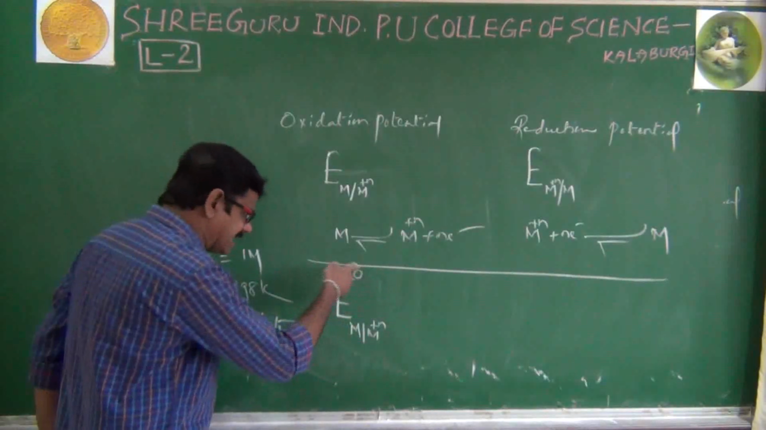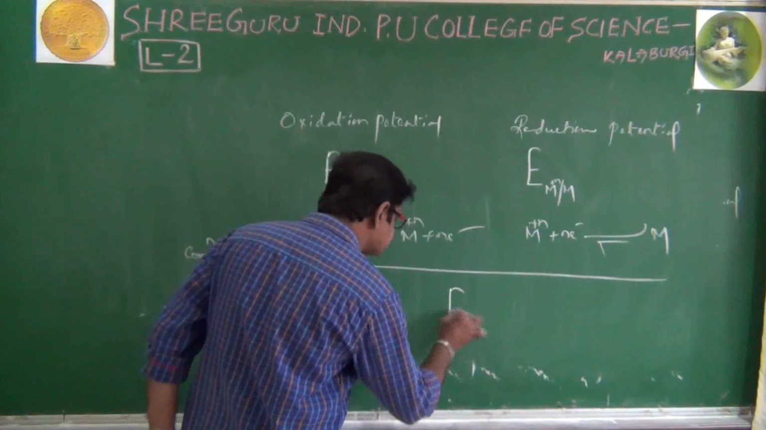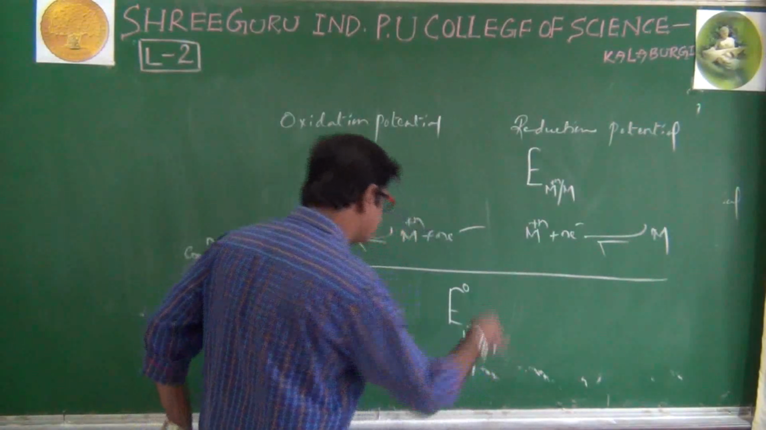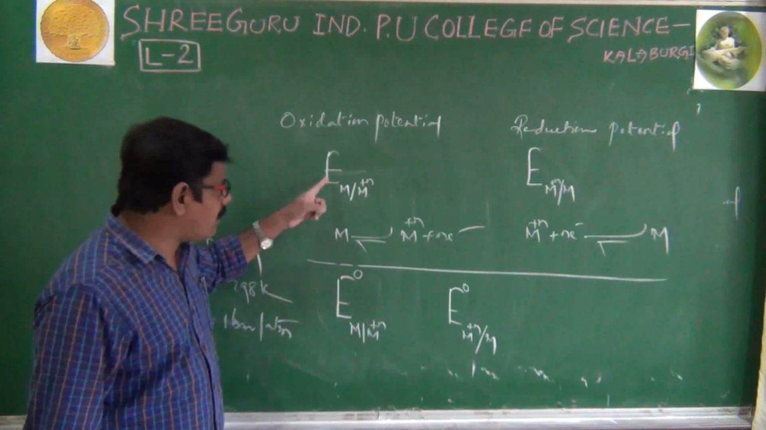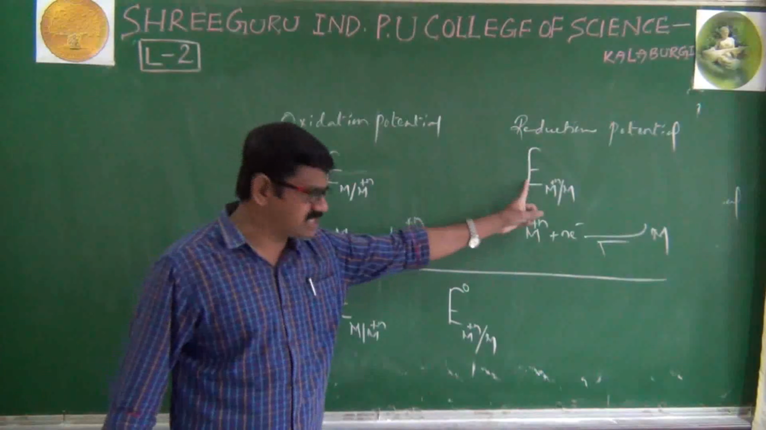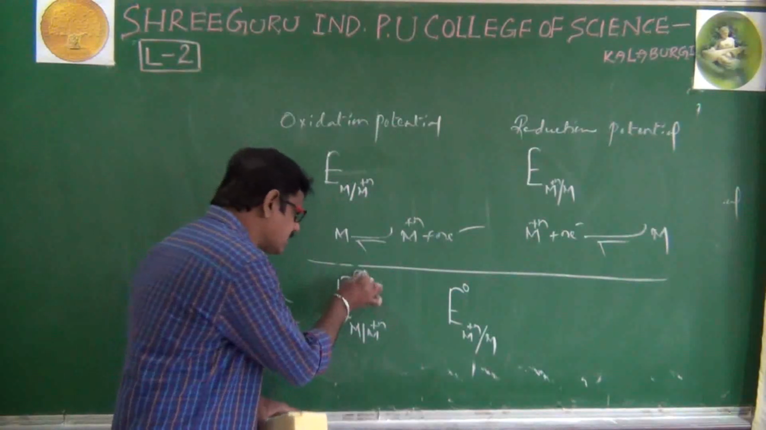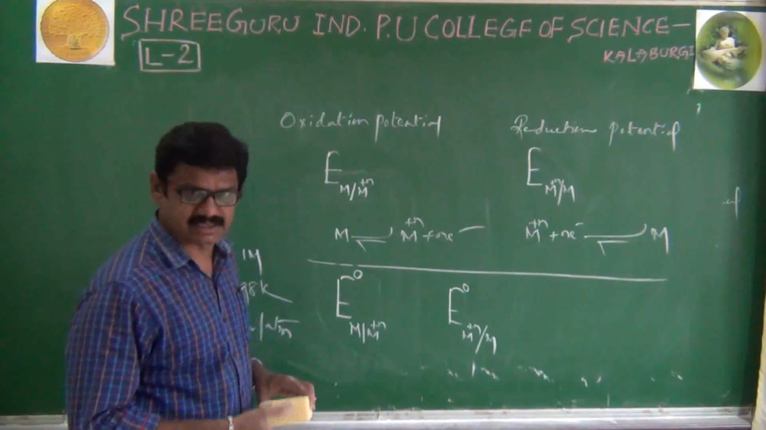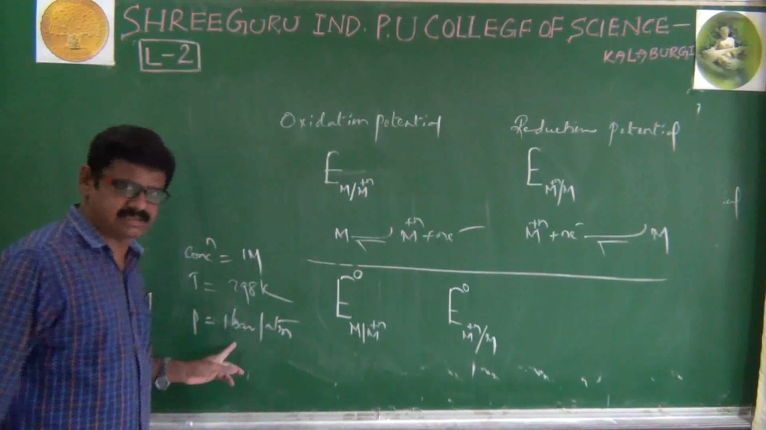This is a standard oxidation potential. Now E naught M^n+ oblique M, this is a standard reduction potential. Okay, it is an oxidation potential, it is a standard oxidation potential. It is a reduction potential, it is a standard reduction potential. If you write this naught symbol, that is the designation of standard conditions, I mean standard values. For standard purposes, you have to maintain these conditions.